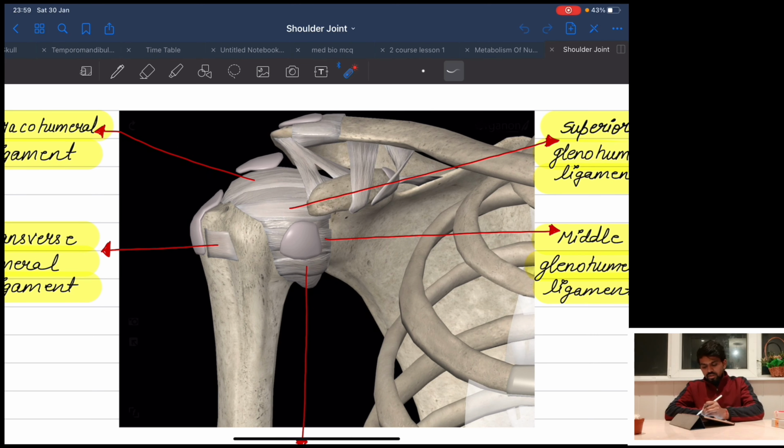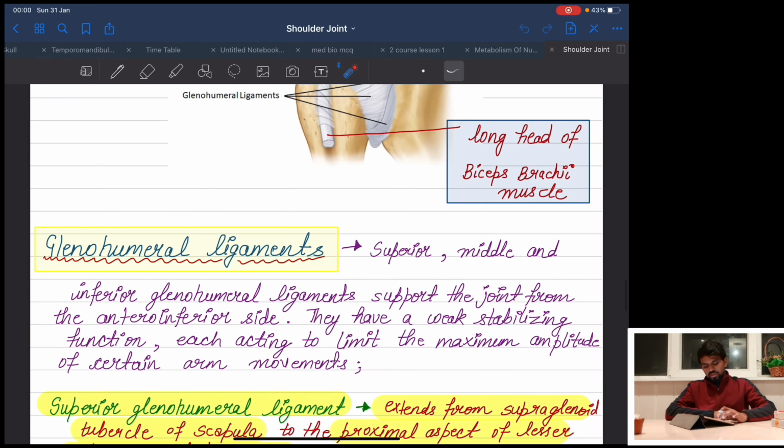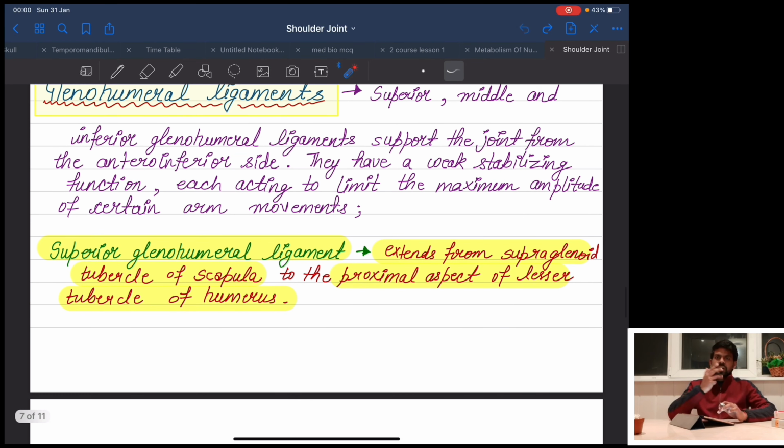This is the anterior view. So in the anterior view, these three ligaments are on the inferior side. That's why they support the joint in the anterior inferior side. They have a weak stabilizing function and act to limit the maximum amplitude of certain arm movements. Now separately we will study the three ligaments that are included in the glenohumeral ligament.